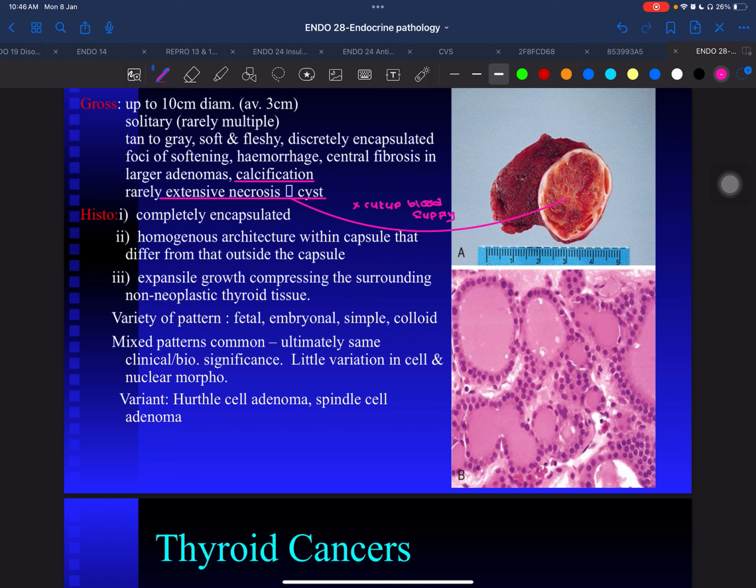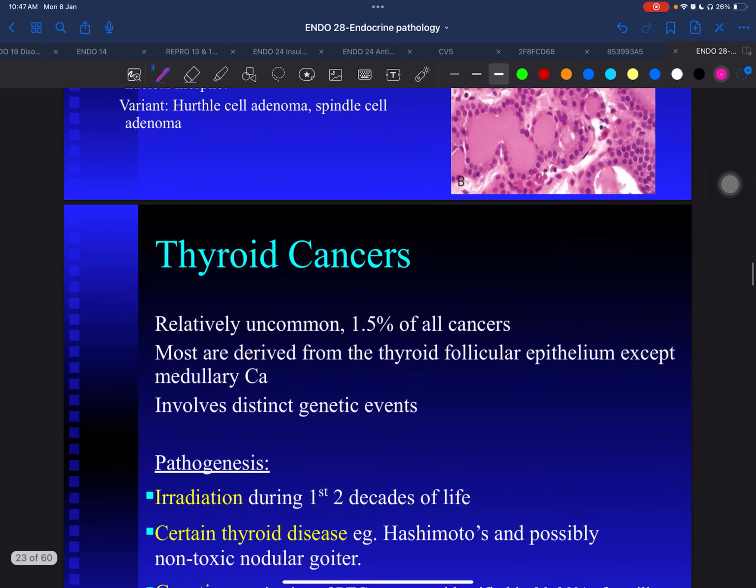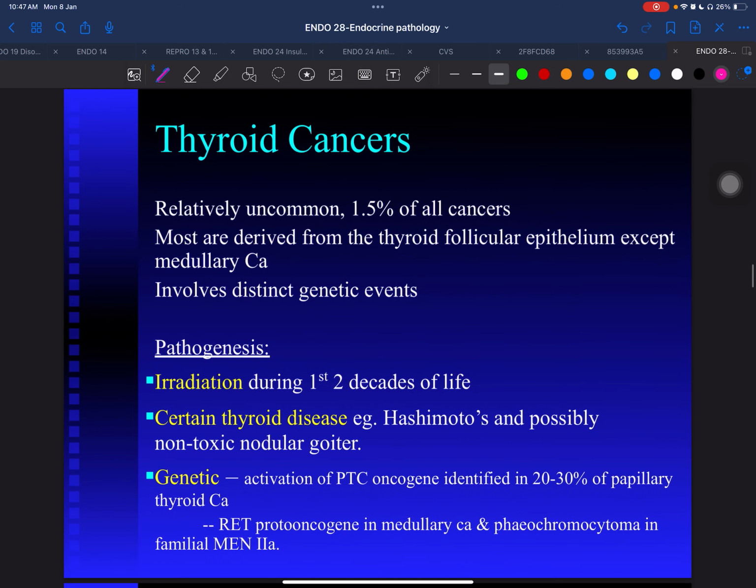Ada a few other adenoma. There's Hurthle cell adenoma, spindle cell adenoma, tapi dia pun benign juga lah. This is from the thyroid follicles. Okay, this one is the important part. The thyroid cancer. Thank God, it's uncommon, but we see it. I mean, it's quite often juga we see it.